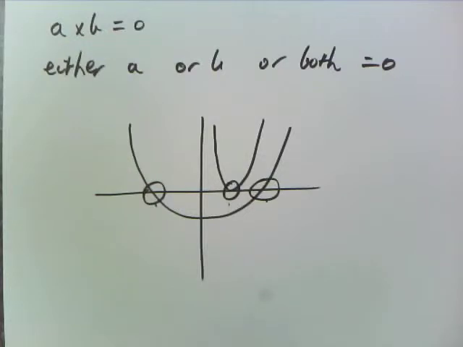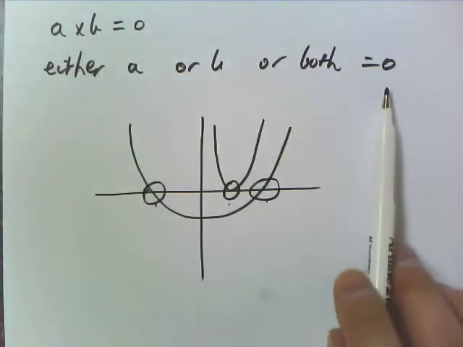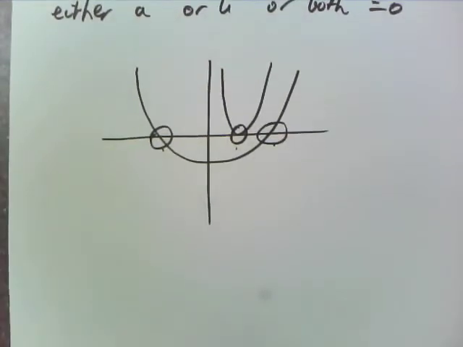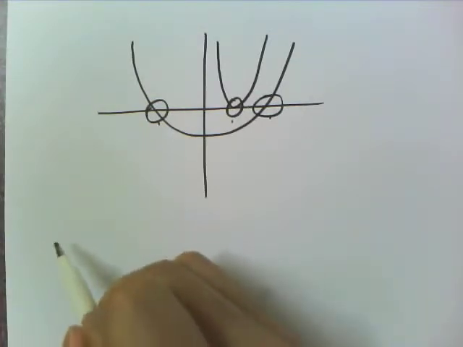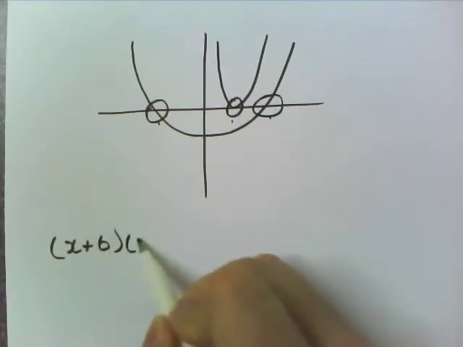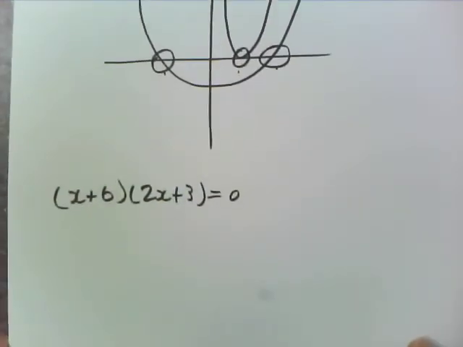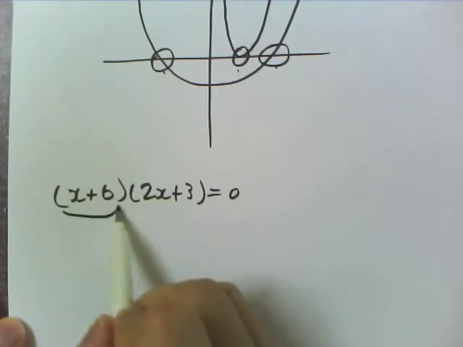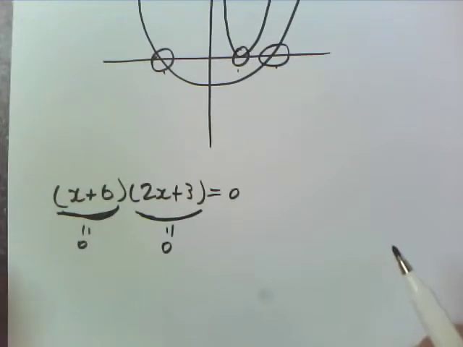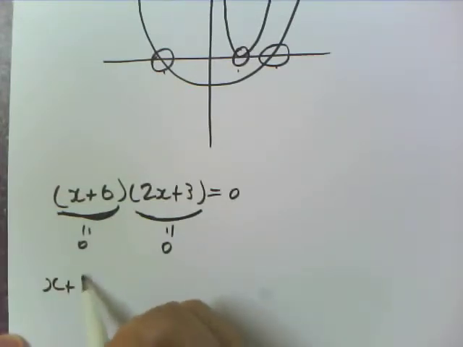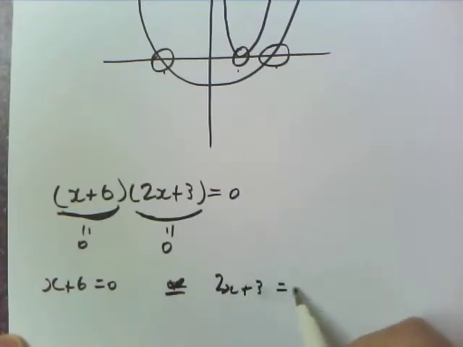But the whole idea of the null factor law is if A times B equals 0, then either A or B are 0. So to give you an example, I'll do 1a out of exercise 2e. It says (x + 6)(2x + 3) = 0. Using the null factor law, I know that either this first bracket equals 0, or this second bracket equals 0, or both. So all I do is write that down: x + 6 = 0, or 2x + 3 = 0.